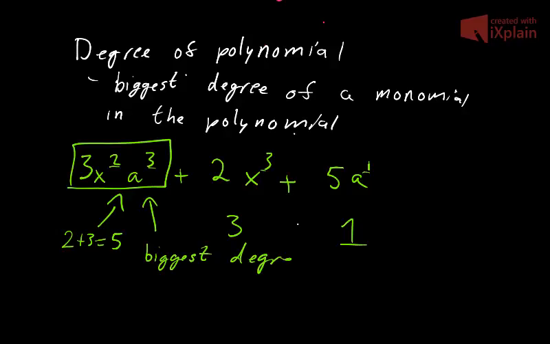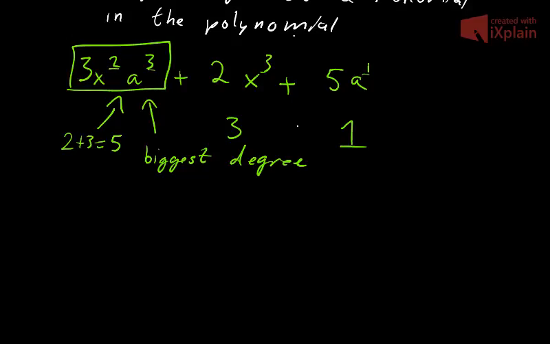And because of that, we say we have a degree 5 polynomial, because that is the biggest degree of any of the monomials inside the polynomial. So all we're doing is we're looking for the exponents, we're adding them up, that's our degree.